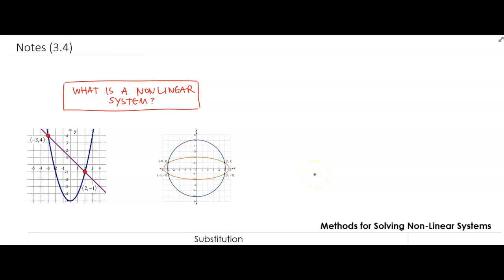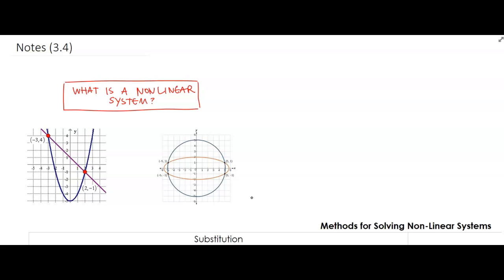In this video, we are going to talk about systems of nonlinear equations. I want you to take a shot. What do I mean when I say a system of nonlinear equations? How is that different than a system of linear equations? Yeah, literally in the name. A system of nonlinear equations is going to have at least one equation that's not the equation of a line.